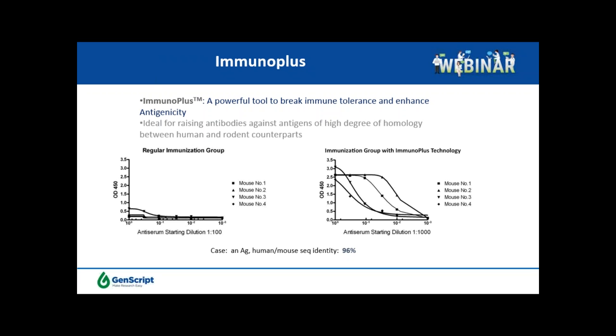How it works is our trade secret, but the case study shown below showed that with the help of ImmunoPlus, mice can generate exceptional titers of antibodies against an antigen with 96% sequence identity between target and the host animals.